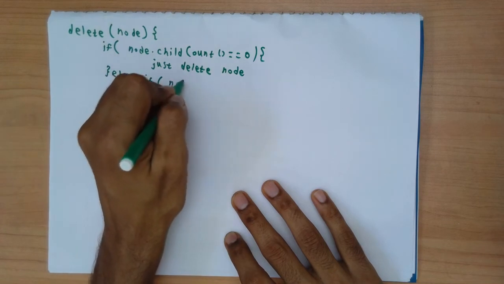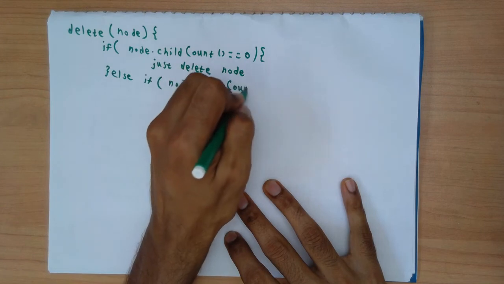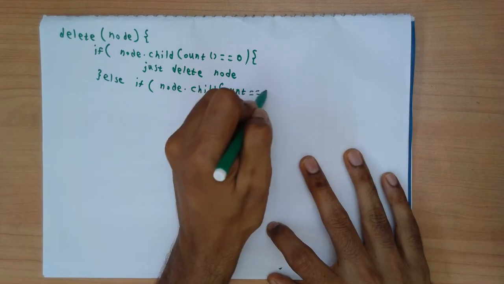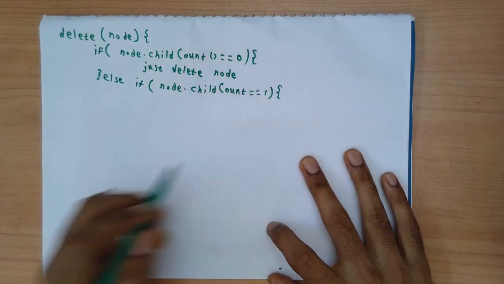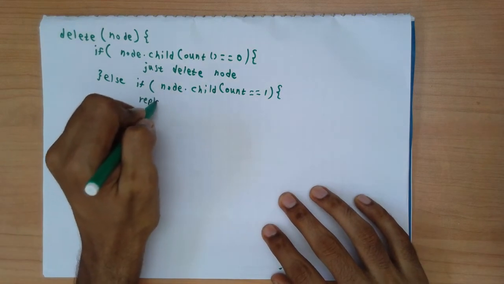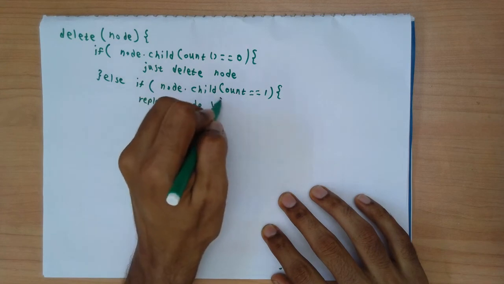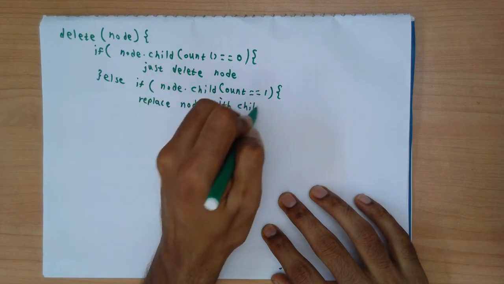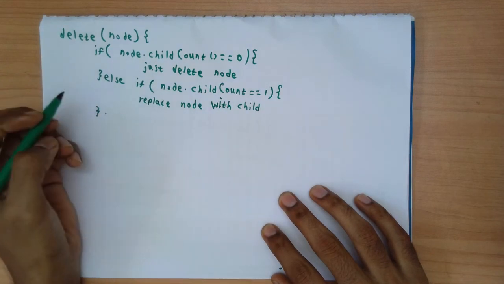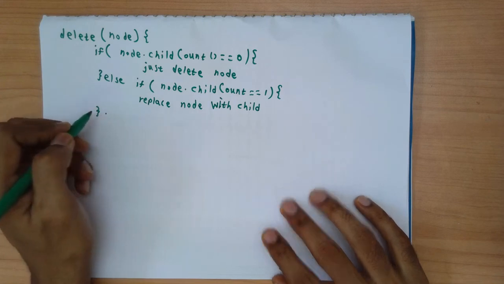we observe that node dot child count is equal to 1, if the node has just one child, in that case, what will we do? In that case, we will replace the node with its child, and again we'll come to it. What do we mean by it? And otherwise, what is going to happen? Otherwise, we know that the node has exactly two children.